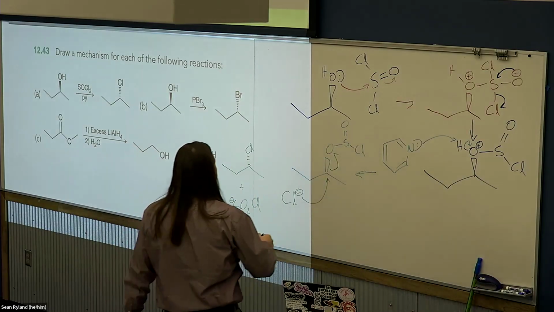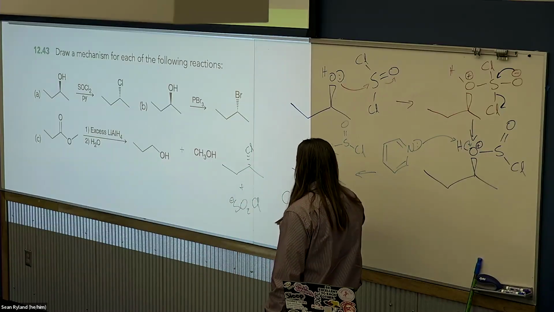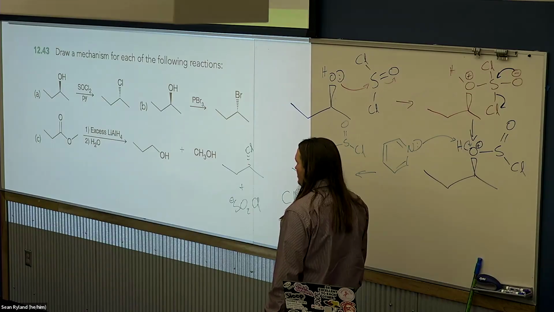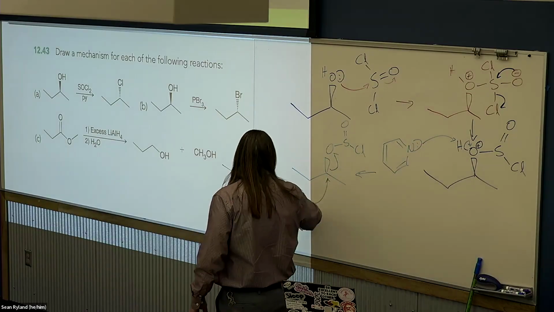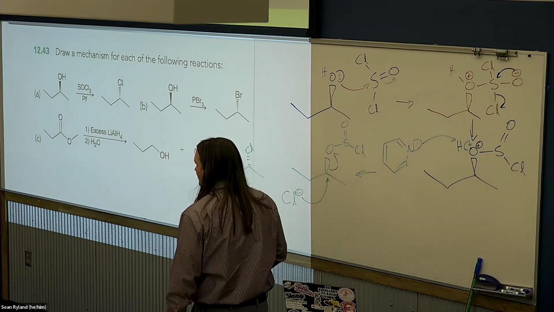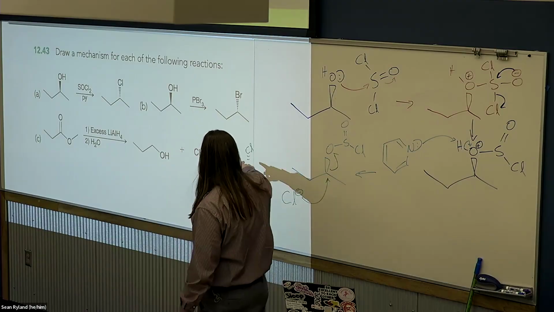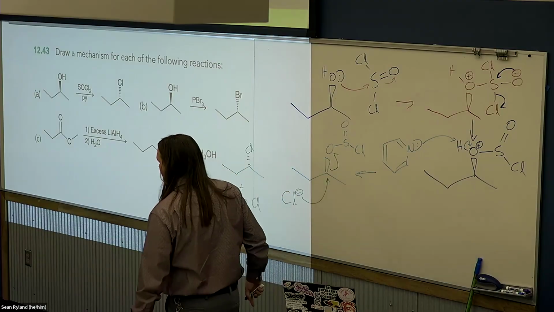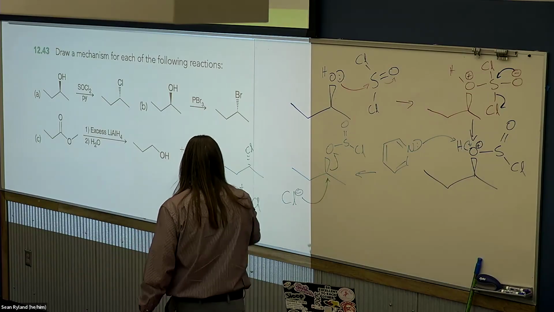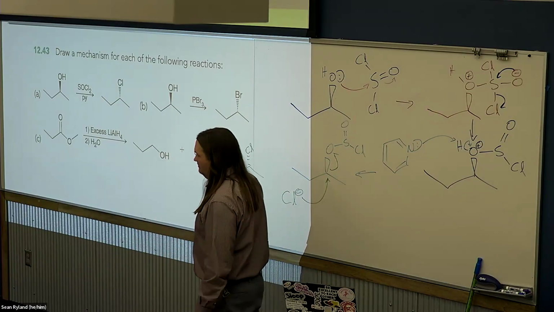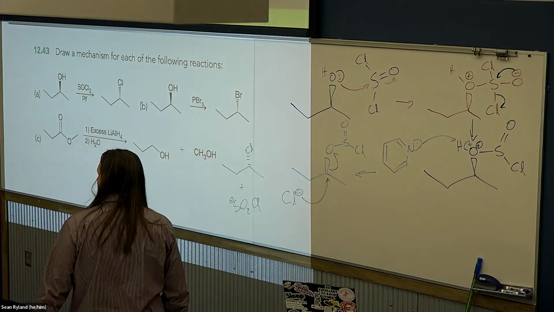So pyridine deprotonates it. Now we've got a really good leaving group. So then we just do an SN2. The chloride that we kicked off with the sulfur earlier comes back and attacks from the opposite side as our leaving group. So we invert stereochemistry and we get our product plus SO2Cl, which is going to have a negative charge on it.